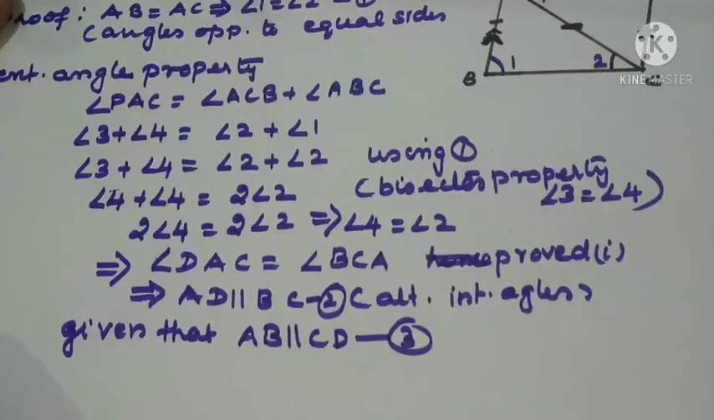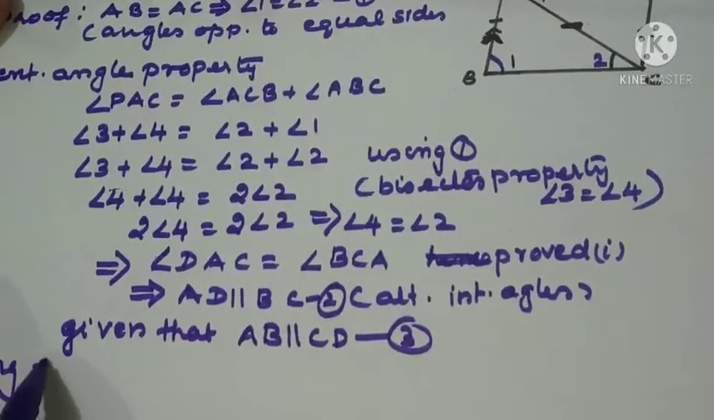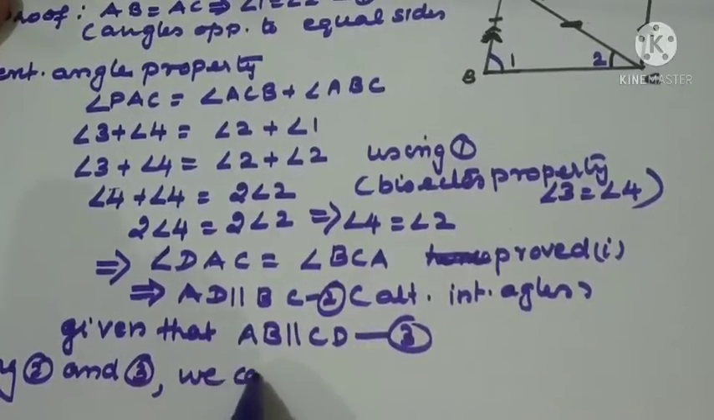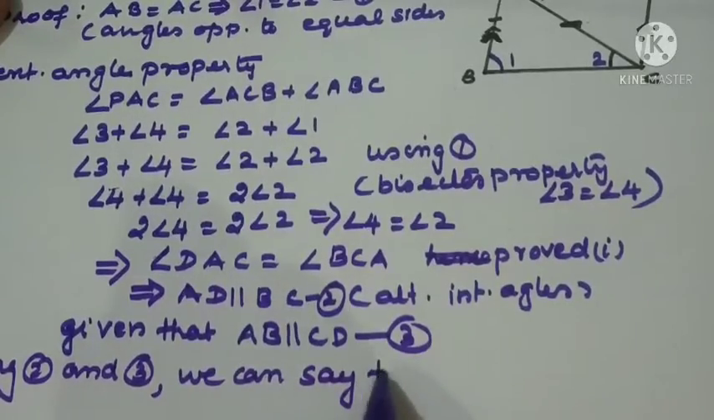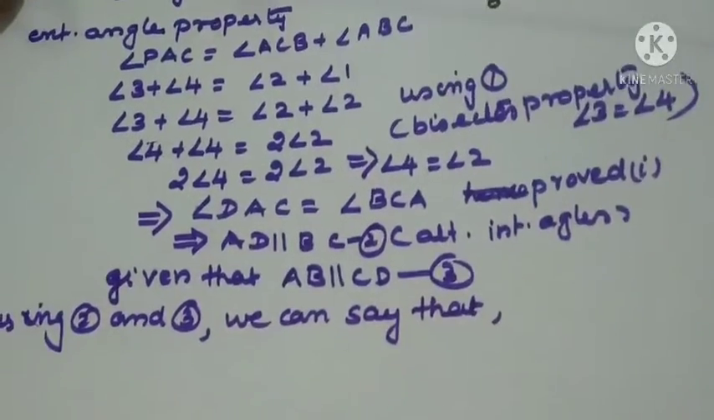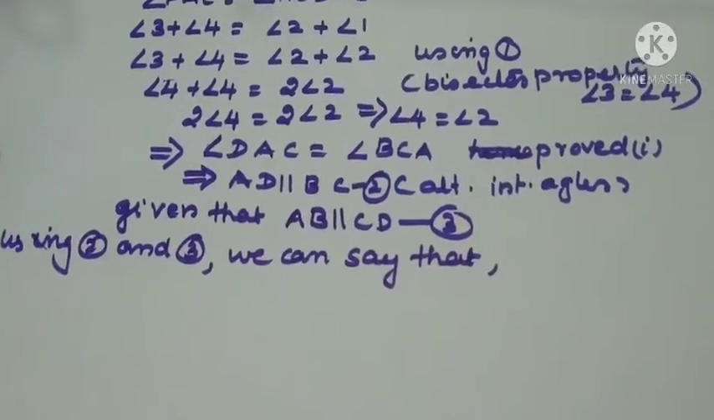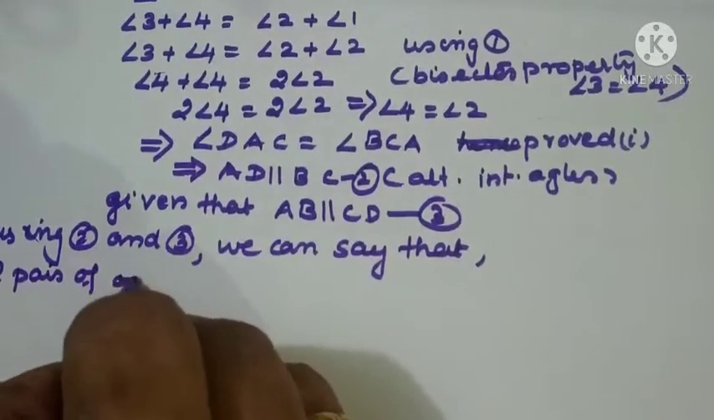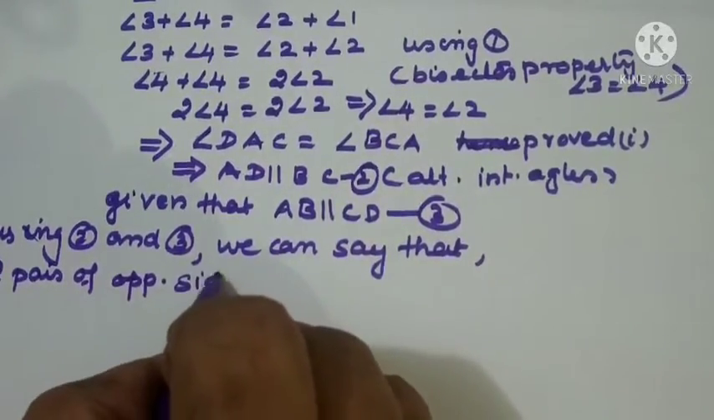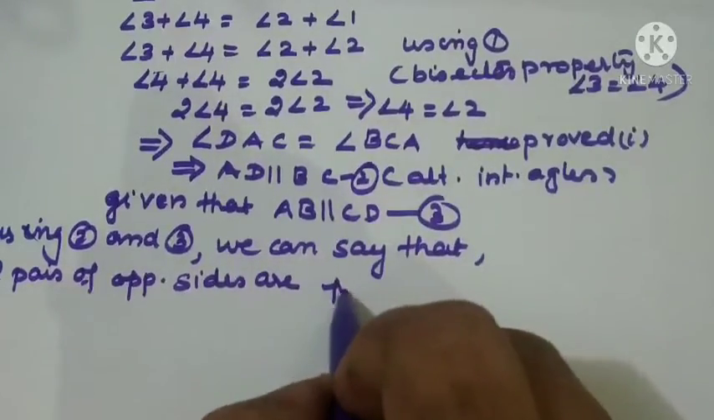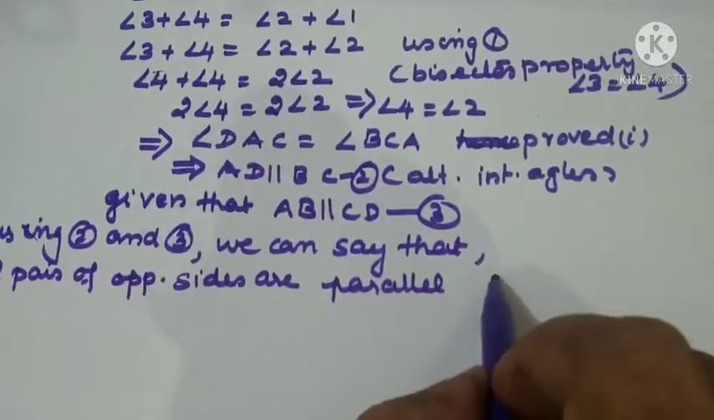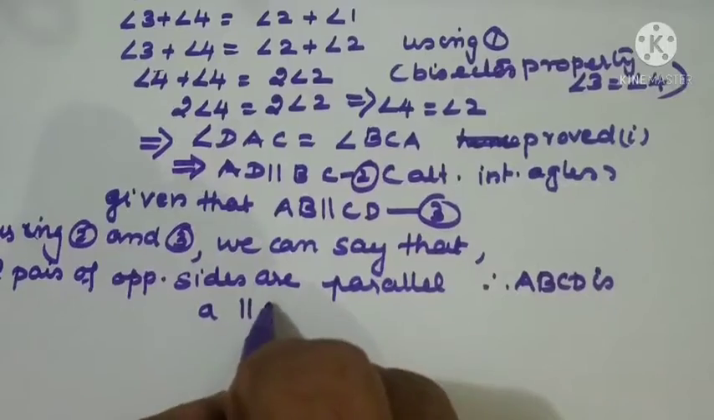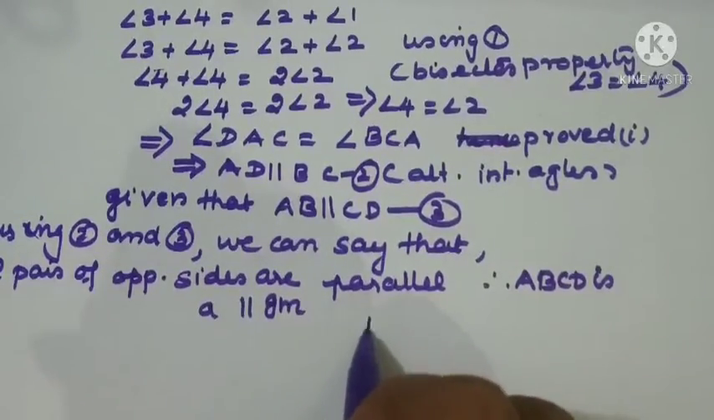Using 2 and 3, what we can say? Two pair of opposite sides are parallel. Therefore, ABCD is a parallelogram. Proved 2.